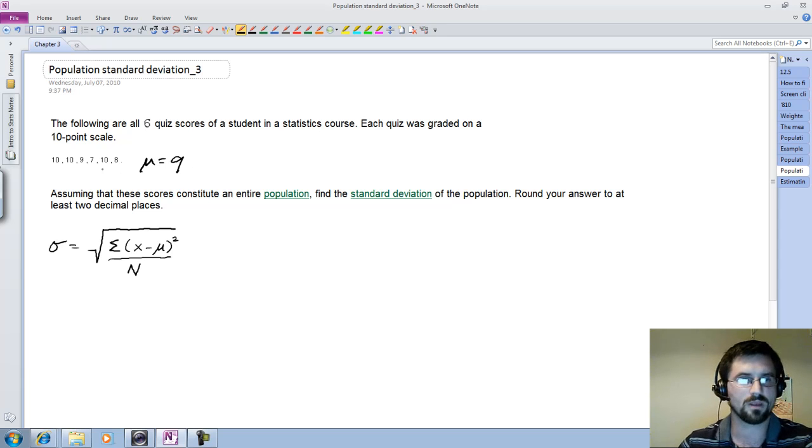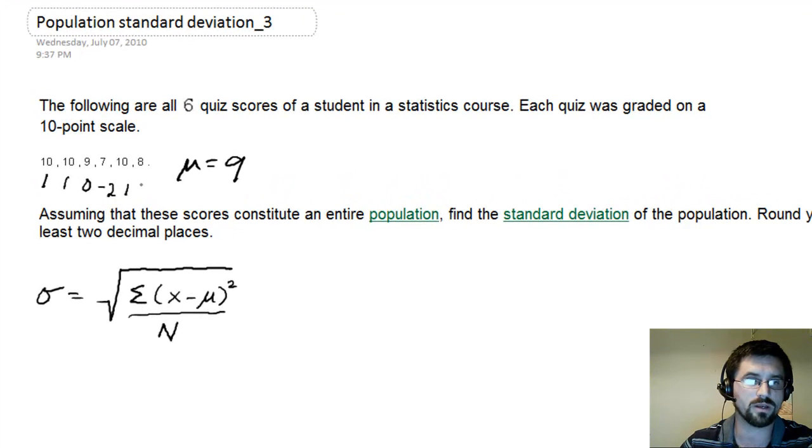Well, then once you have the mean, you're going to do the difference between each of these numbers and the mean. So the difference between 10 and 9, 10 minus 9 is 1, 1, 0, negative 2, 1, and 1. Nope, negative 1. And when you add these up, 1 plus negative 2 plus 1 plus 1 is 0. So we're good. Those are the differences.